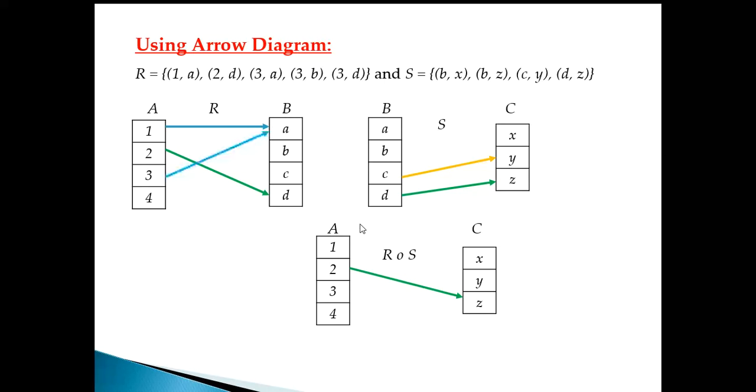Next, we come to 3 is related to A. But we see that in relation S, A is not related to any element, right? So we can leave this. Now come to the next. 3 is related to B. So now 3 is related to B, and we see here B is related to X. So now 3 is related to X in our composition.